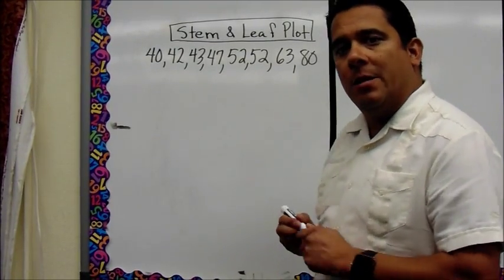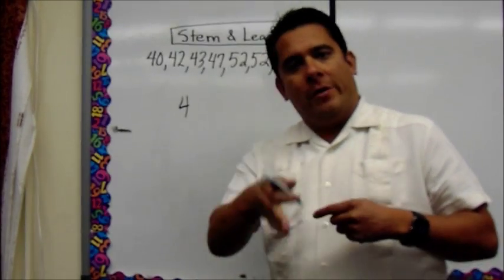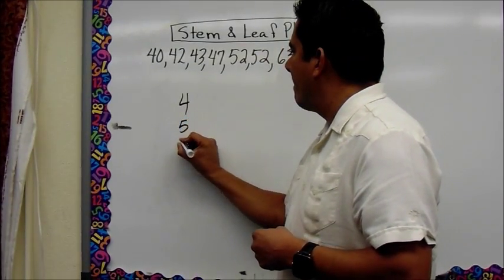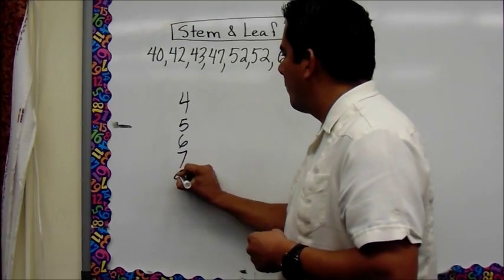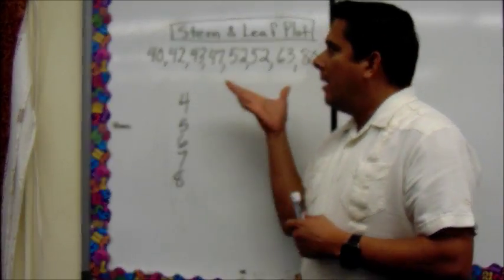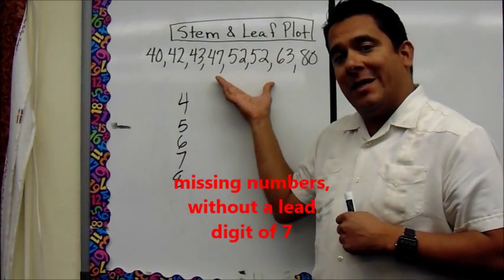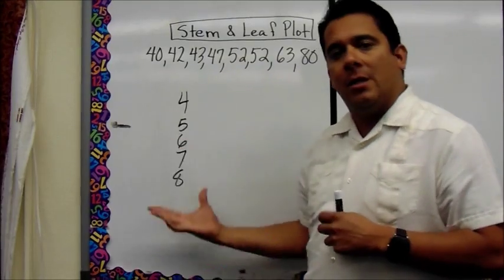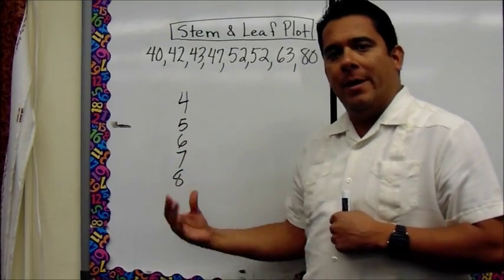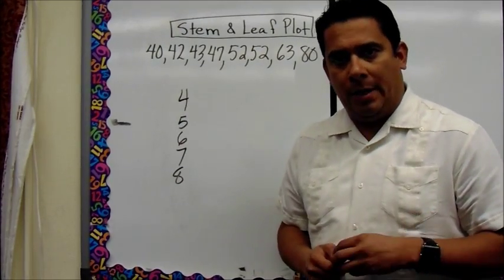So this sequence becomes our stem. They're listed vertically, as so. Now notice I have a stem of 7. Although I am missing any digits here that have a lead digit of 7, I still include it in my stem and leaf plot. And that shows an absence of data, which is helpful when you're interpreting the data.